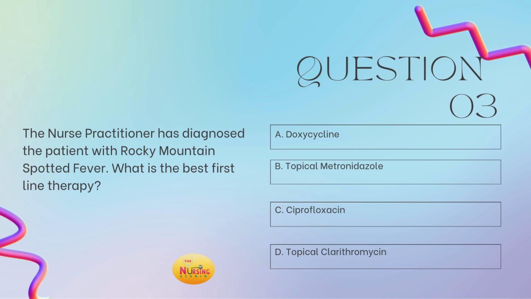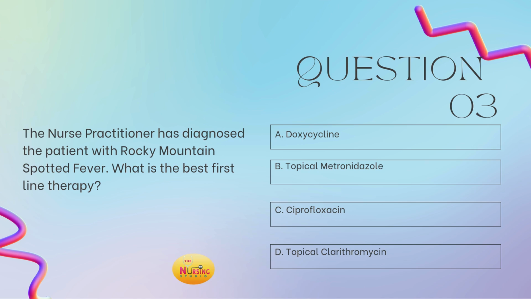All right, the stem of the question states, what is the best first line therapy? So again, look to see if it has provided you with a diagnosis. And this question does let us know that the diagnosis is Rocky Mountain spotted fever. We're also looking for the first line therapy here, and it is A, doxycycline.